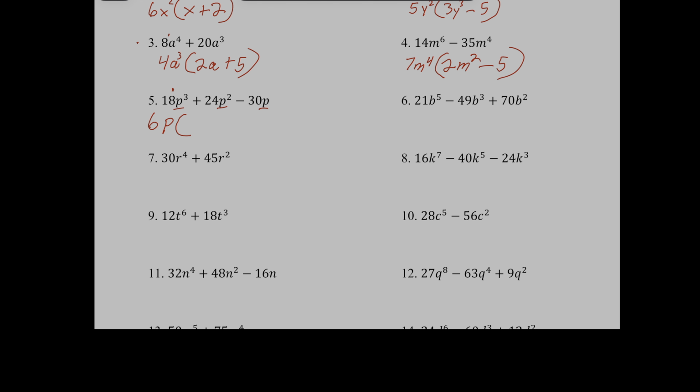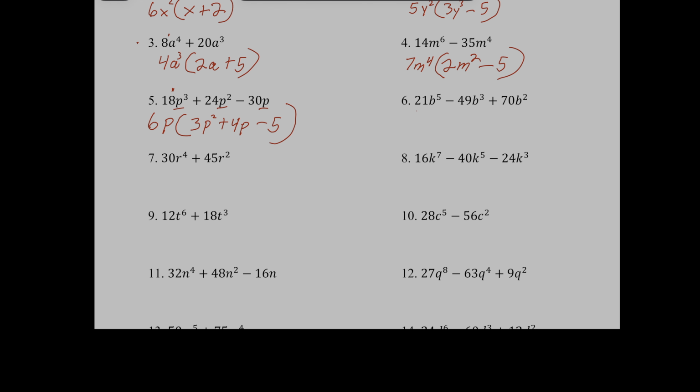So now, the first term, 18 divided by 6 is 3. I had 3 P's. I pulled out 1. I'm left with 2 P's. Plus, 24 divided by 6 is 4. I had 2 P's, I pulled out a P, I'm left with a P. Minus sign, 30. I pull out a 6, that's going to be a 5. I took out all my P's, and I'm done. And that, my friends, is how we would factor.